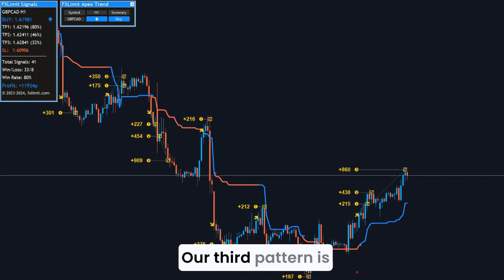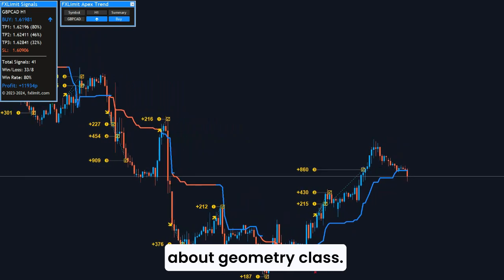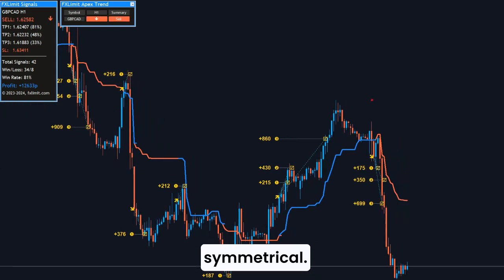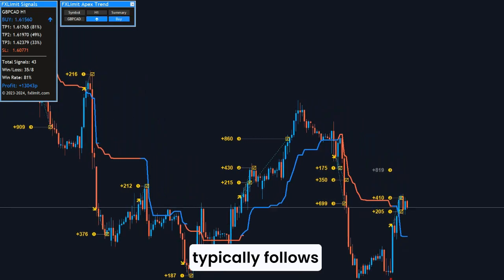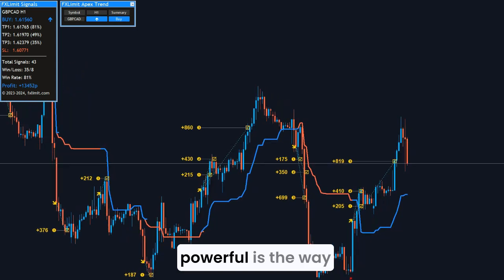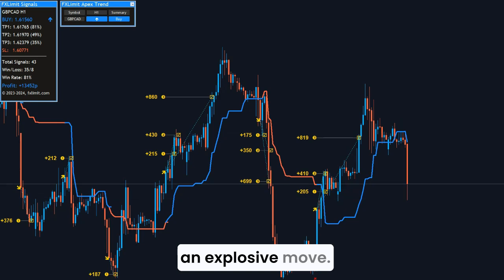Our third pattern is the triangle. And no, I'm not talking about geometry class. Triangles can be ascending, descending, or symmetrical. These are continuation patterns, meaning the breakout typically follows the direction of the prior trend. What makes triangles powerful is the way they tighten price action, building pressure before an explosive move.